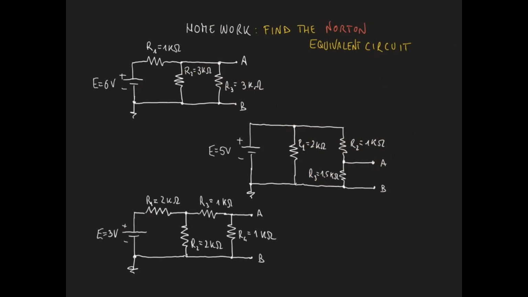Find the Norton equivalent circuit between nodes A and B for the three networks in this page.